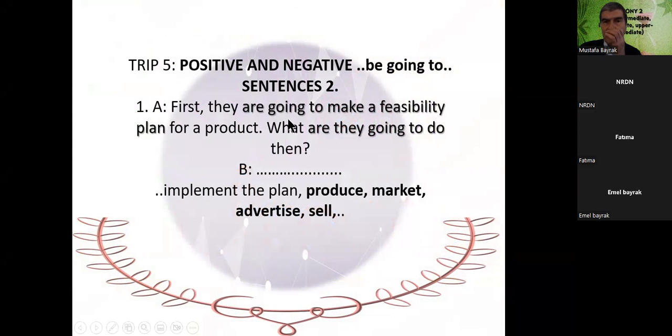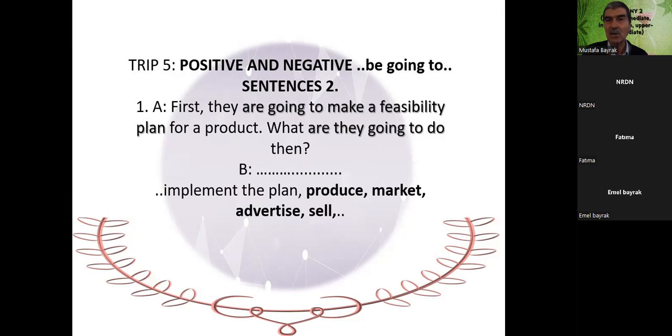First, they are going to make a feasibility plan for a product. Do you see the planning here? It is very clear and neat. According to the plan, design. First, they are going to make a feasibility plan for a product. Feasibility means something like doability, makeability.